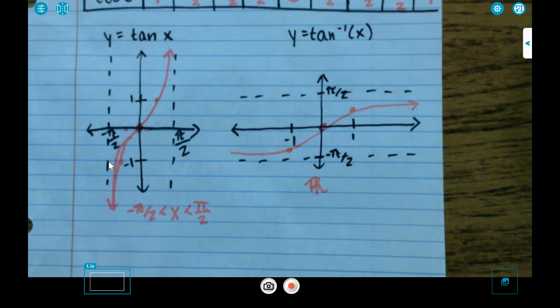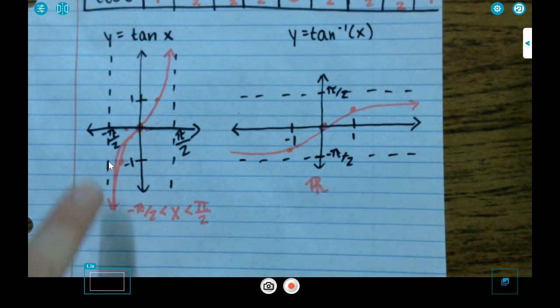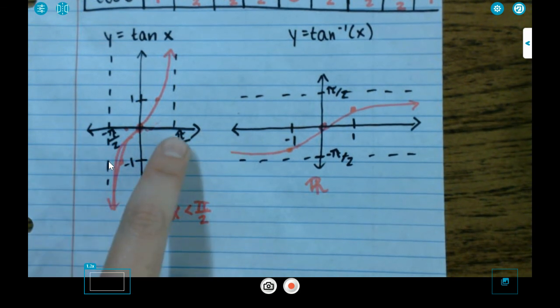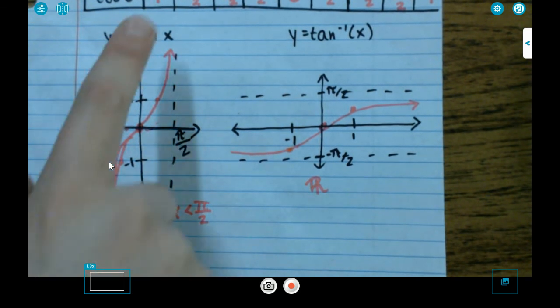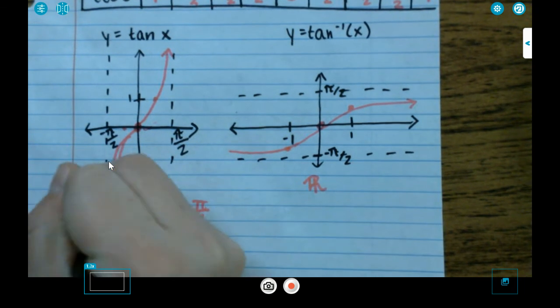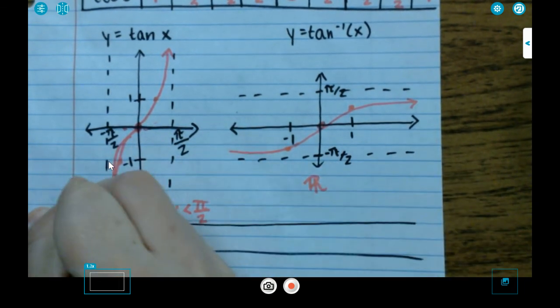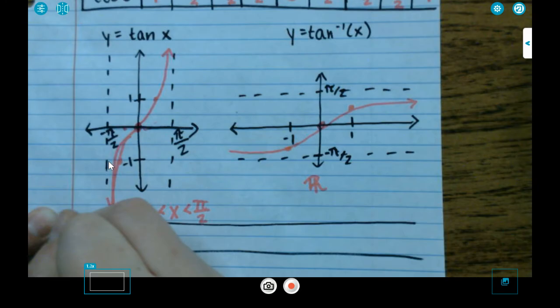Okay, for tangent, we have way less values for our inverse tangent function because we aren't going to have a value of negative pi over 2 because tangent is undefined there. We're not going to have a value for positive pi over 2 because tangent's undefined there. So we're going to have the same values from negative pi over 2 to pi over 2, just not including negative pi over 2 and pi over 2. So our values are going to be theta and tangent of theta.